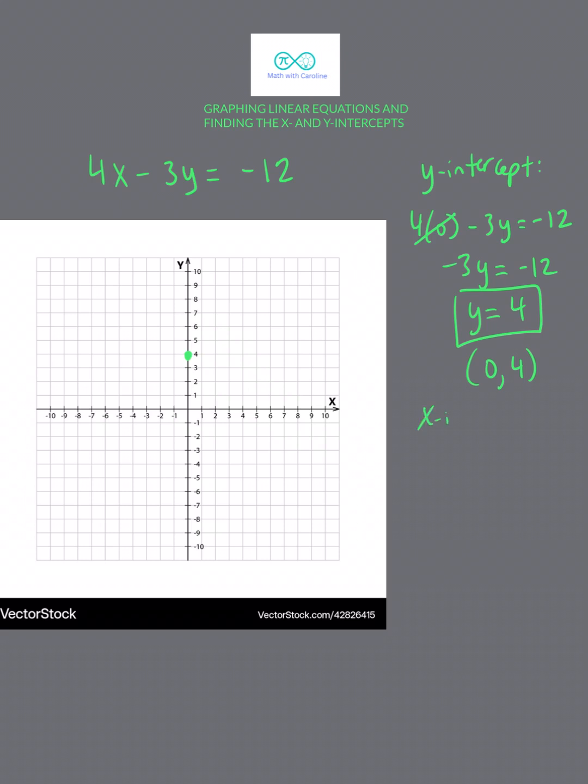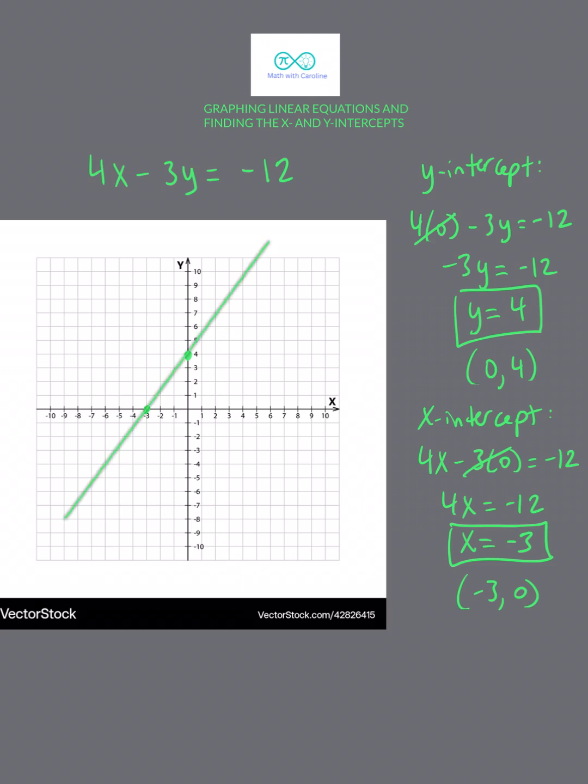To solve for the x-intercept, we will set y equal to 0 and solve for x, so this completely goes away. So we have 4x equals negative 12, so x equals negative 3, and we have the point (negative 3, 0). Now, if we wanted to go ahead and plot those 2 points, that's really all we need to graph the line. So let's go ahead and do that now.